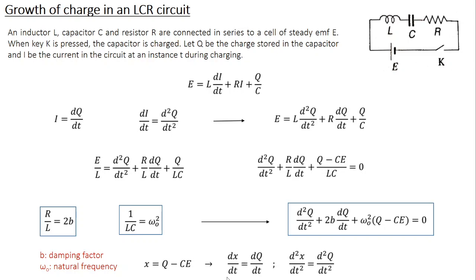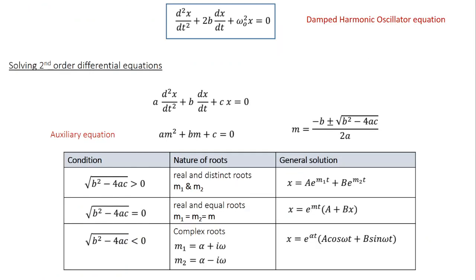Now what is dx by dt? In this equation, C and E both are constant. So dx by dt is nothing but dq by dt. Similarly, d square x by dt square equals d square q by dt square. So rewrite this equation in terms of x, dx by dt and d square x by dt square. The equation now becomes d square x by dt square plus 2B dx by dt plus omega naught square x equal to 0. This is exactly similar to the damped harmonic oscillator equation we have seen in classical mechanics.